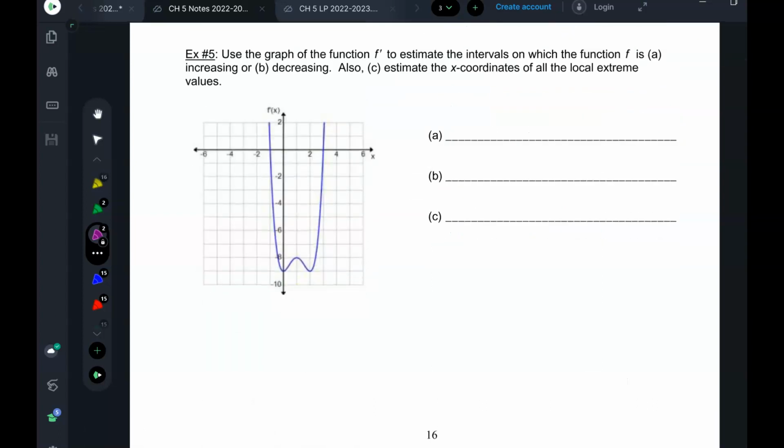Okay, on to example 5. Now, in the last one, I gave you the graph of the original function. In this example, it's a picture of the derivative graph.